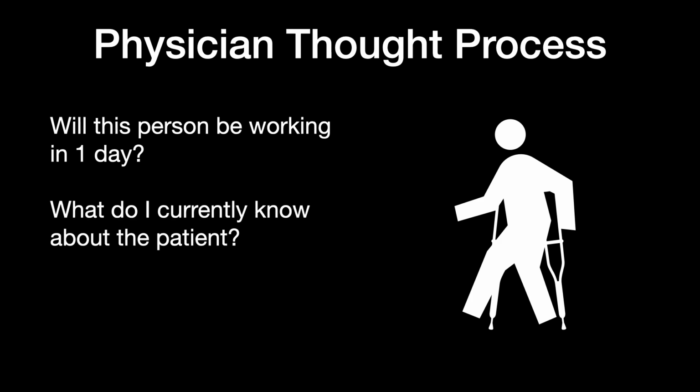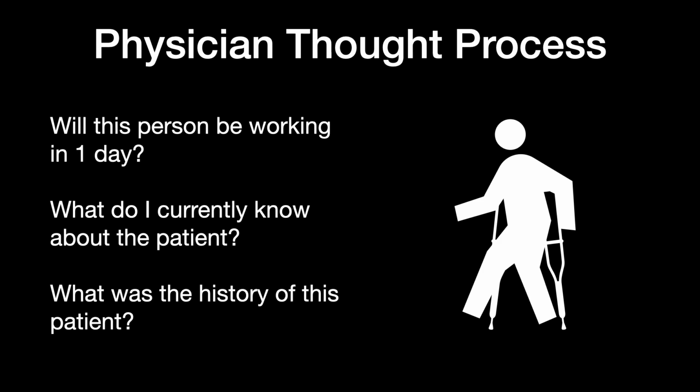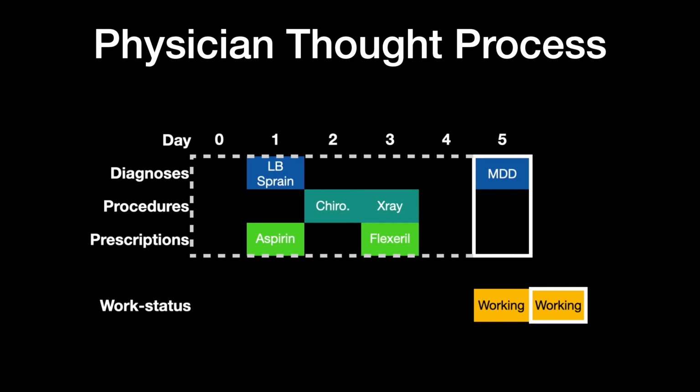And then the physician might ask, well, what do I know currently about the patient? What have I seen during their visit with me? What information have I collected? What do I know today? And they'd like to probably put that in context with what they have seen previously about that patient, what they know about the history of this patient, right? So the physician thought process essentially breaks down this sequence and puts it into a couple different components.